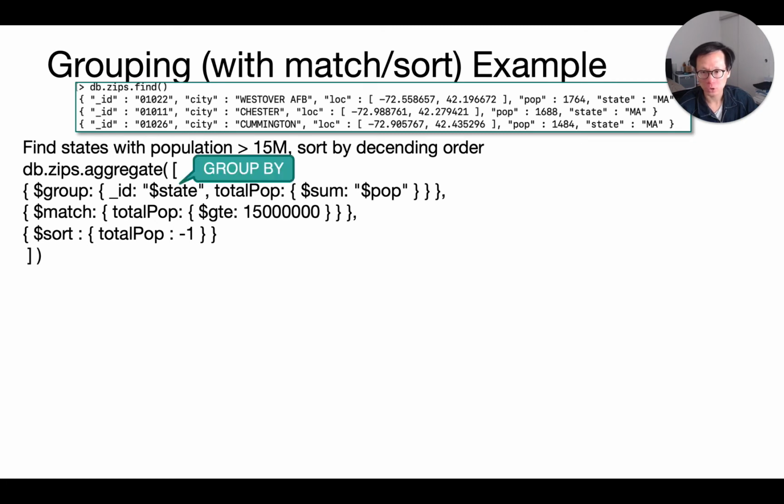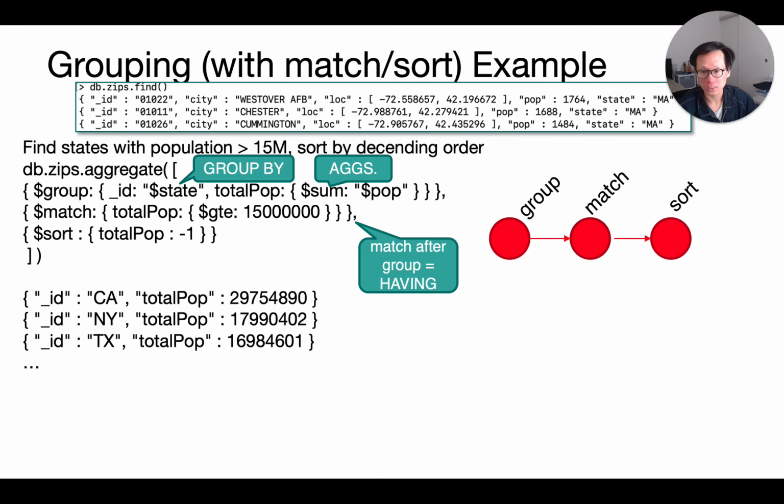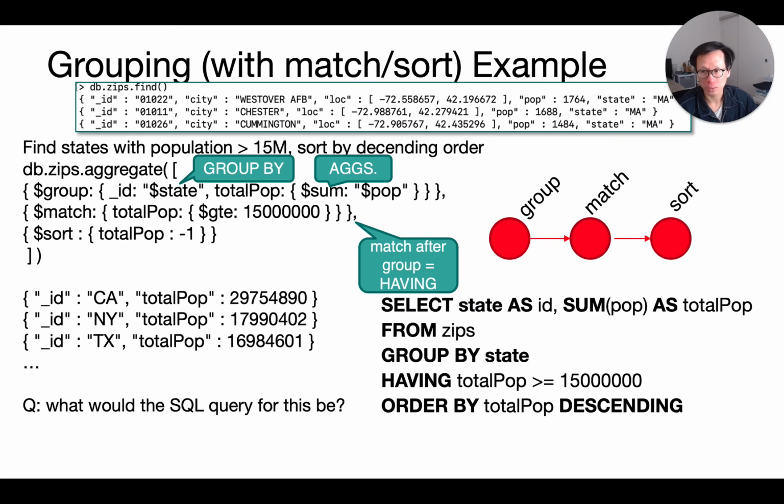In SQL terms, the group operator performs the group by. The sum operator performs the aggregate, and the match afterwards performs the having clause. This constructs a 3-stage aggregate pipeline, which, when executed, will return the states of interest. And in SQL, this corresponds to an aggregate query with a having and an order by clause.